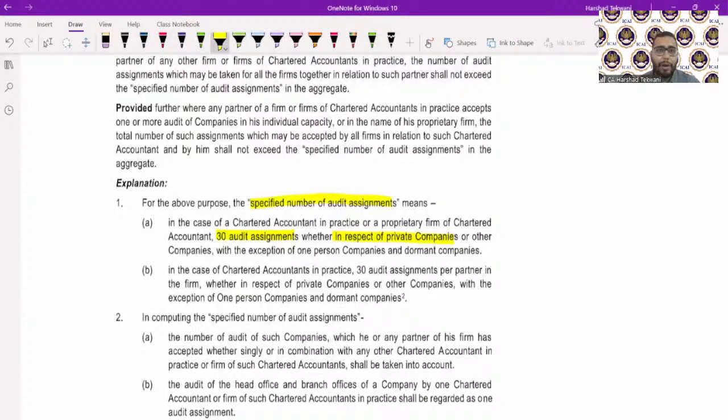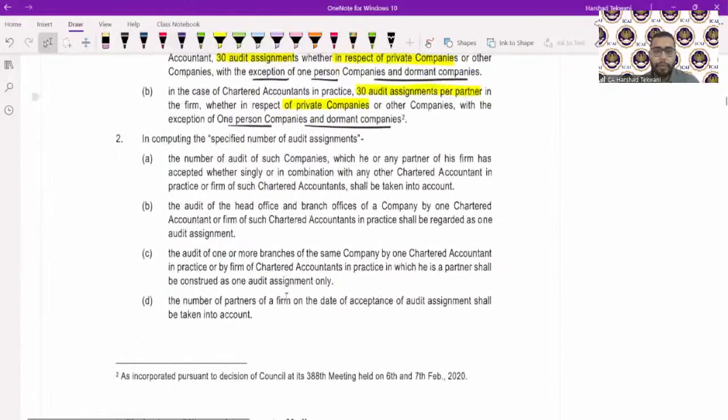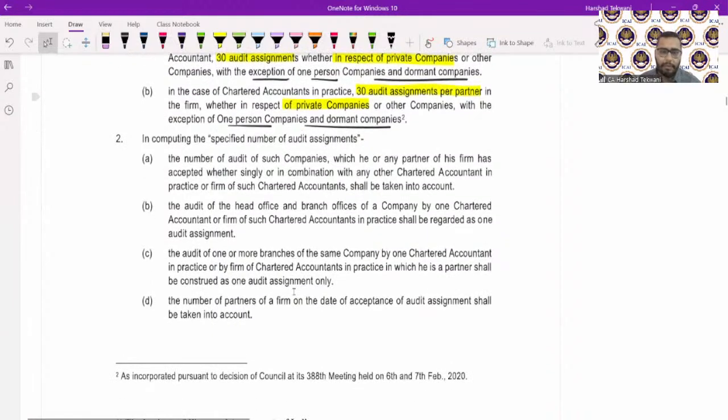Now there is an exception. The exception is one-person company and dormant companies. Again, in case of a firm, 30 audit assignments per partner of companies, and again there is an exception which talks about one-person company and dormant companies. So other than one-person company and dormant company, 30 audit assignments per partner. Same way, like earlier it was 60, here it is 30.